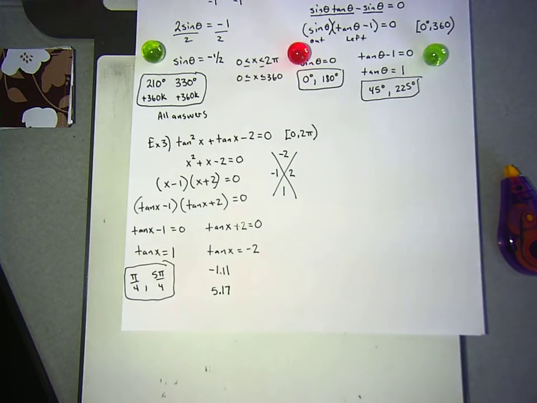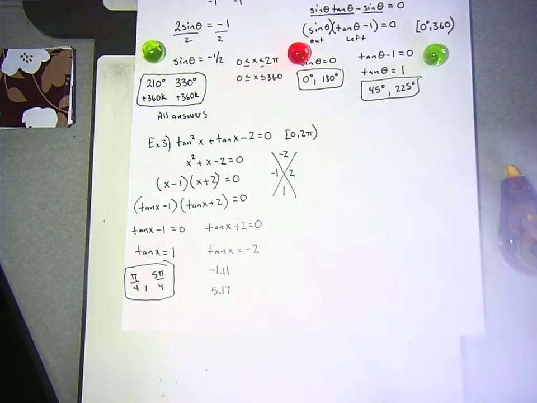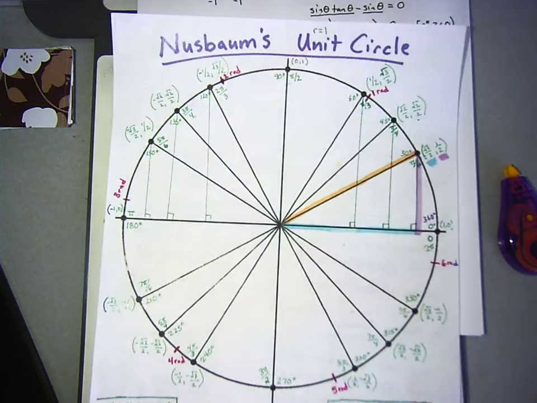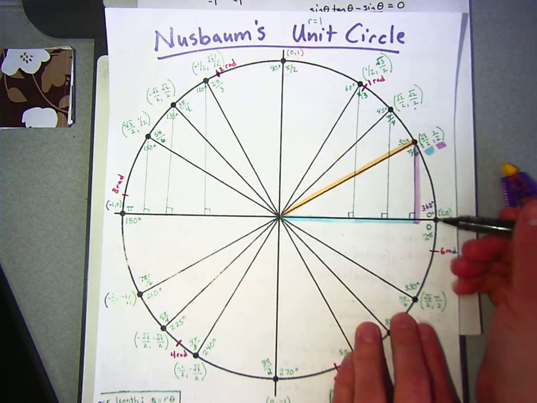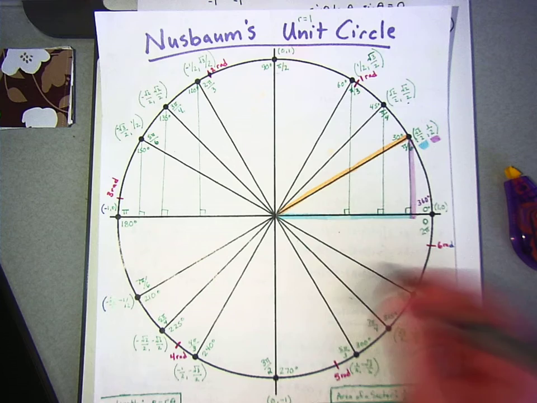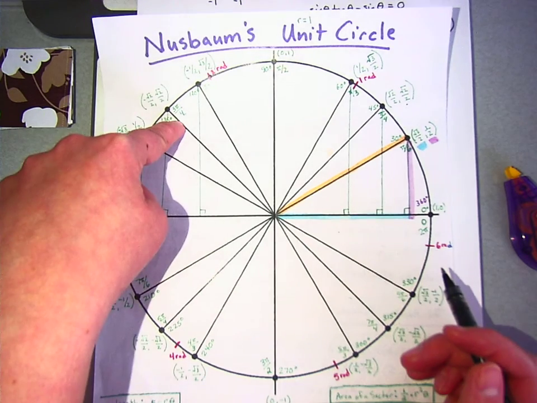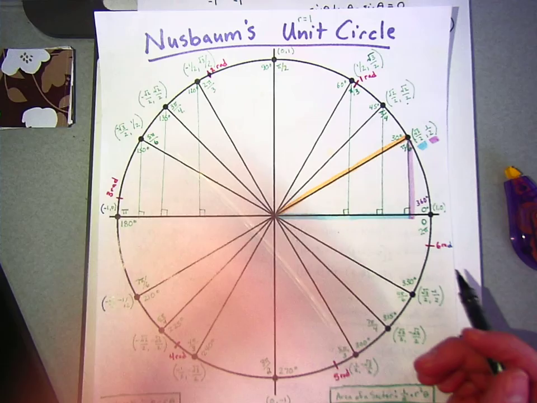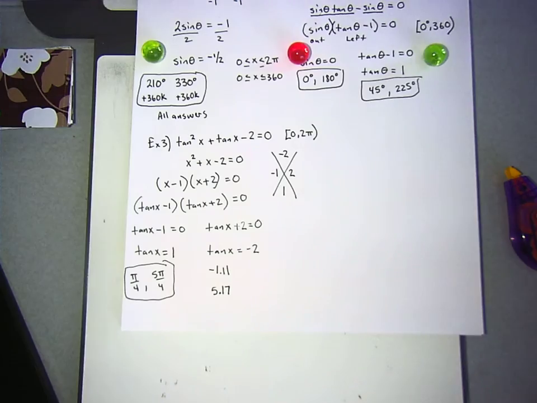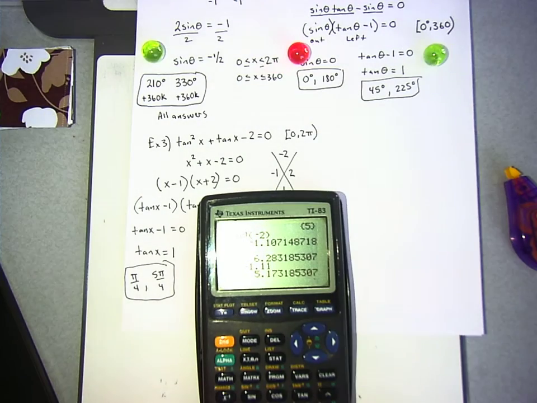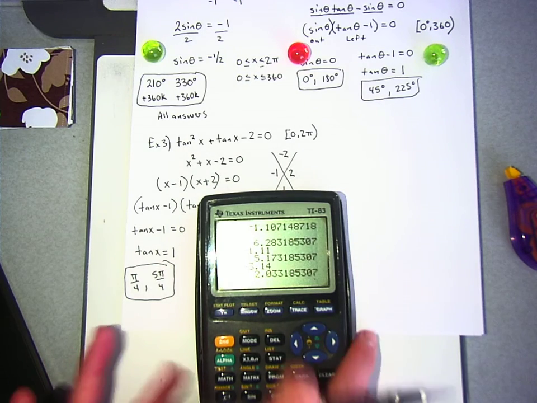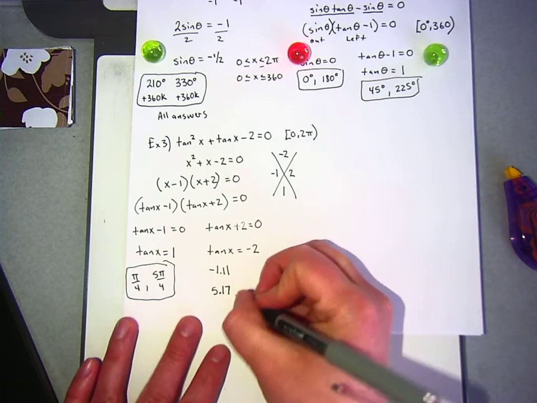Can you visualize where 5.17 would be? What quadrant? Fourth, because remember, this is like 6.28, so 5.17 is in here somewhere, right? And then the opposite one's going to be over here in the second quadrant, exactly opposite of it. So if we subtract pi from this, we should get the other one. So I'm going to subtract another 3.14, and I get about 2.03 is my last one.